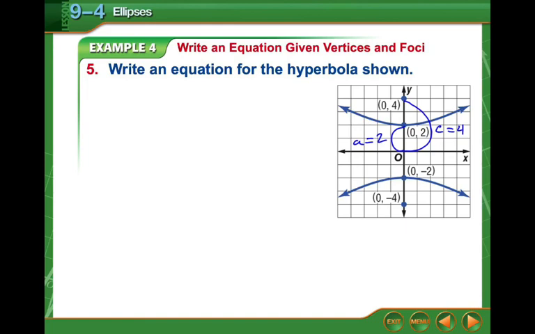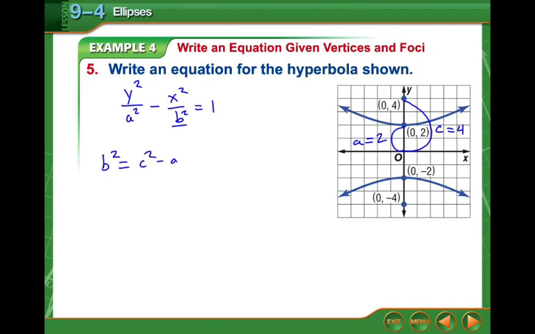Again, I just mentioned we can use the Pythagorean Theorem to find B, but we really don't need B. Remember, since this one is vertical, the equation is y squared over a squared minus x squared over b squared equal to 1. We really only need b squared, so we don't have to actually take the square root to find b. So b squared is equal to c squared minus a squared. It's just rewritten; I didn't need to include the square root.